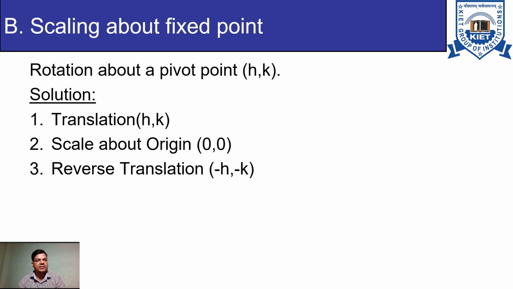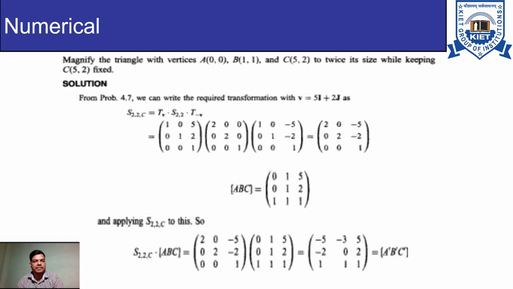In case the scaling is about a fixed point, we have to perform 3 transformations. First is translation, second is scaling, and third is reverse translation. So again it is a combination of 3 matrices, and we have to multiply these 3 matrices to get the solution. So here is a numerical.